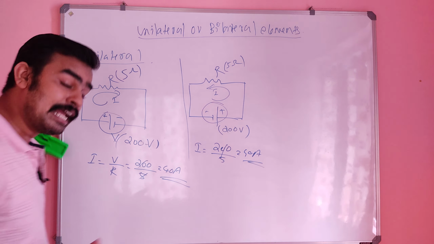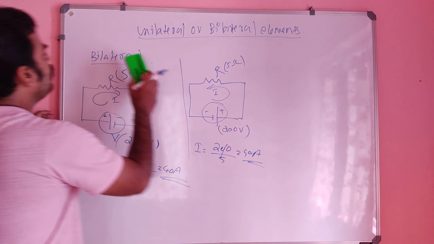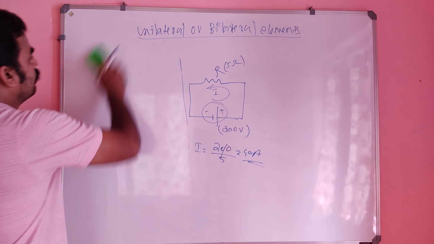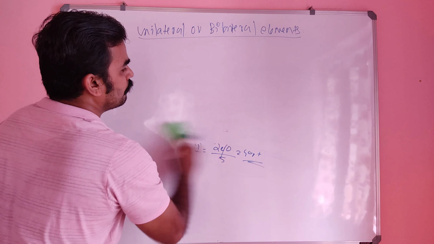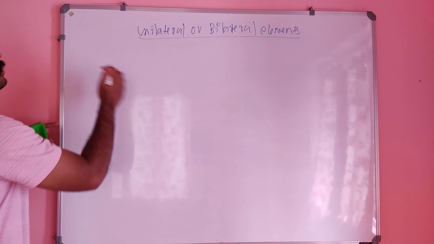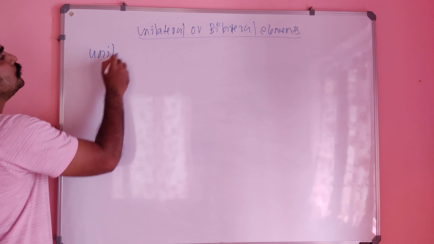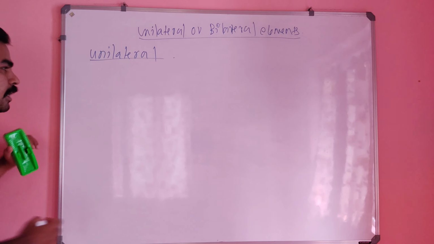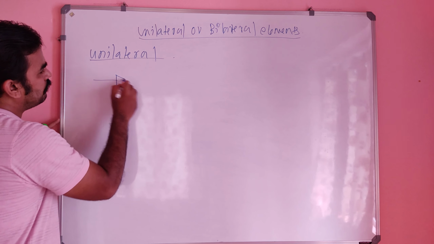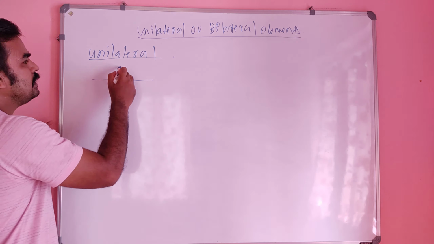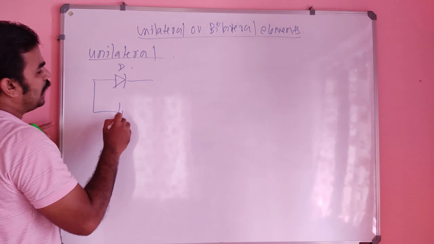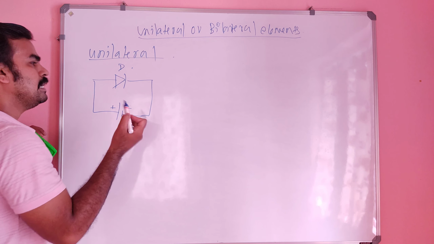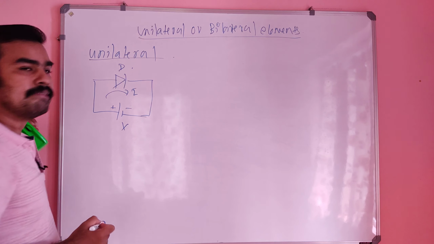Then what will be unilateral? Let's see. Next we have to see unilateral. What is meant by unilateral element? Consider the case of a diode. D is the diode. I am applying a voltage like this, V, this is plus and this is minus. Then of course there will be a current I through this diode.